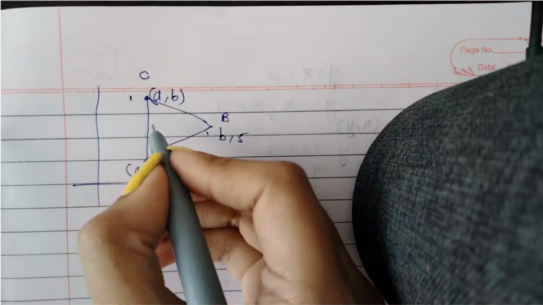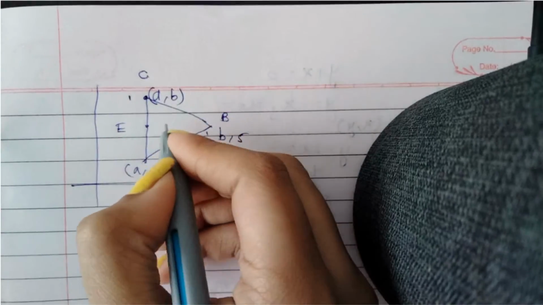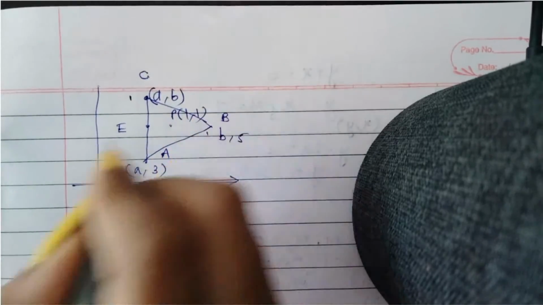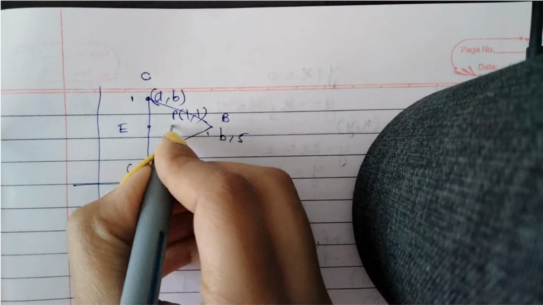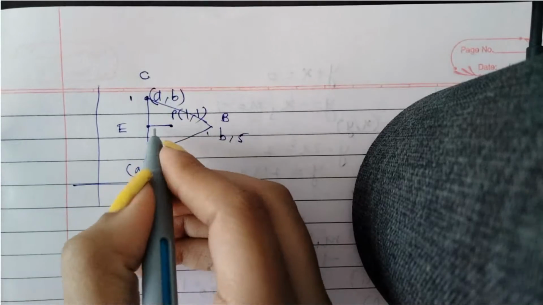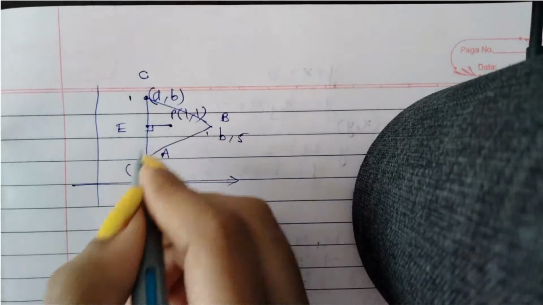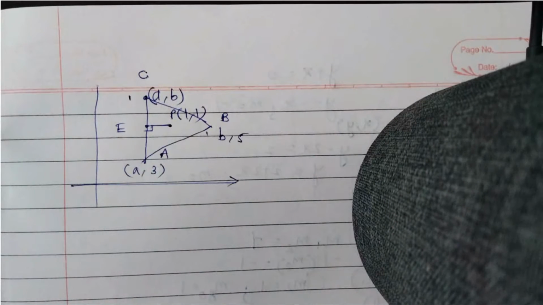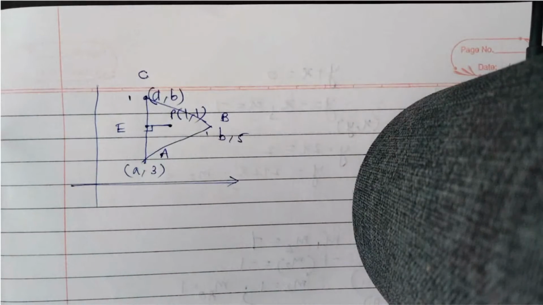So first of all, suppose this is E, the midpoint of AC, because this is P (1, 1), which is given to us as the circumcenter. And when a perpendicular is drawn from P, it extends to E, which will be a perpendicular bisector of AC. This is because P is the circumcenter and P will be the concurrency of all the perpendicular bisectors of the sides.